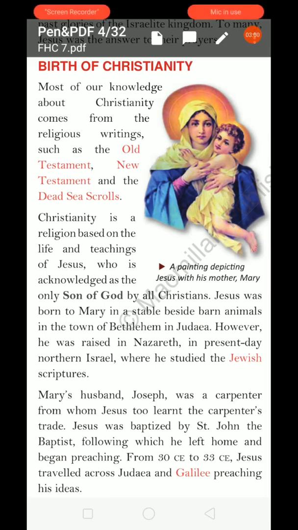From 30 CE to 33 CE, Jesus traveled across Judea. He is traveling to different places and exploring their knowledge and their teachings. And Galilee preaching his idea. Joseph के father carpenter थे and he knew a little bit of carpentry. After that he left his home और उन्होंने लेक्चर देना स्टार्ट किया था हाउ टू लिव लाइफ.